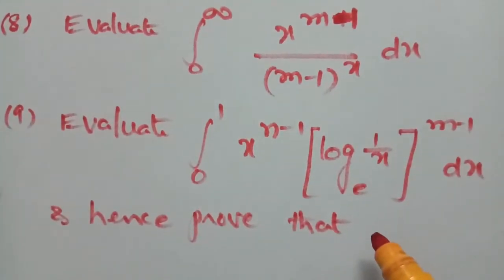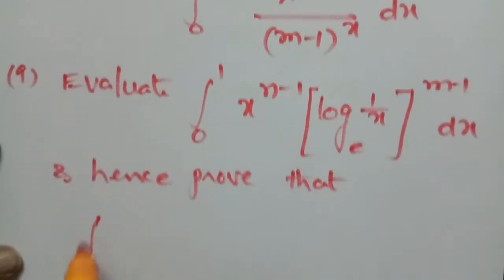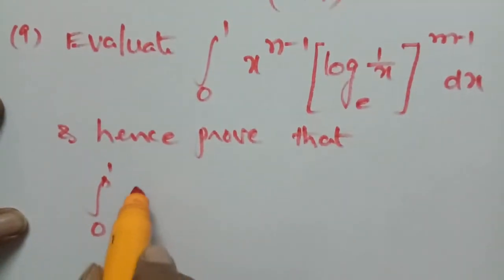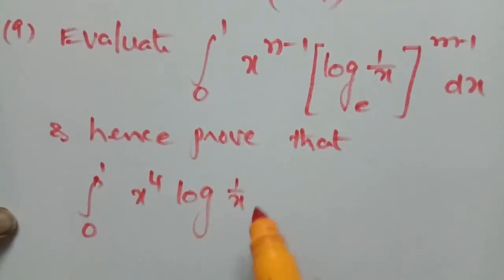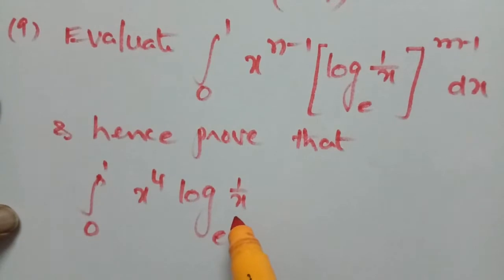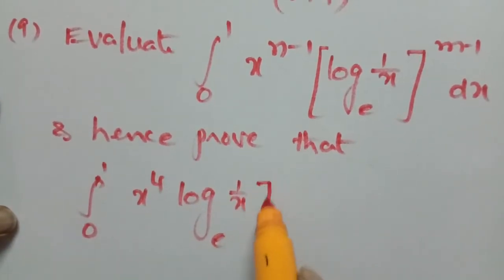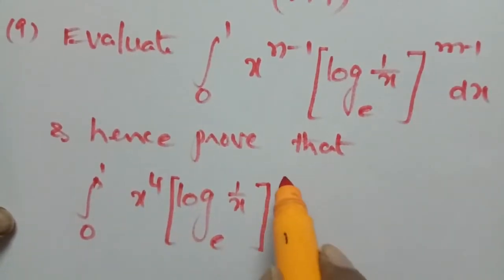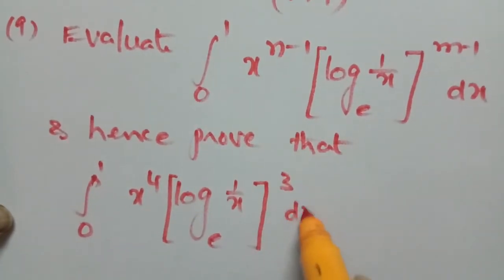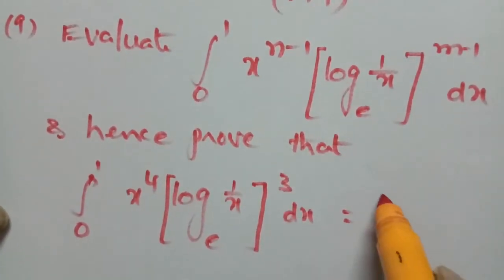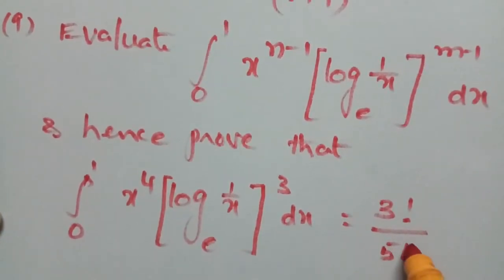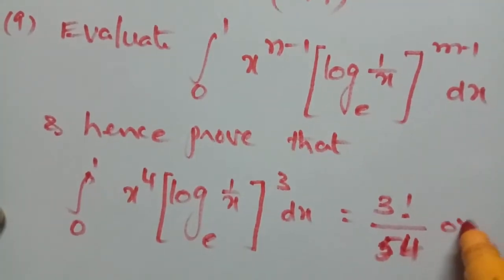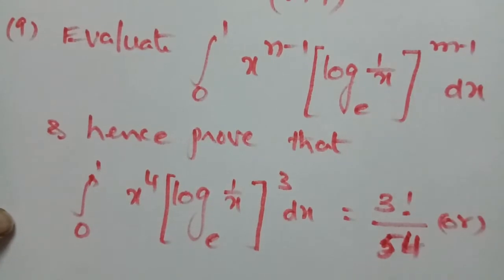the integral from 0 to 1 of x to the power of 4 into (log of 1 by x base e) whole to the power of 3 dx is equal to 3 factorial by 5 to the power of 4, or 6 by 625.